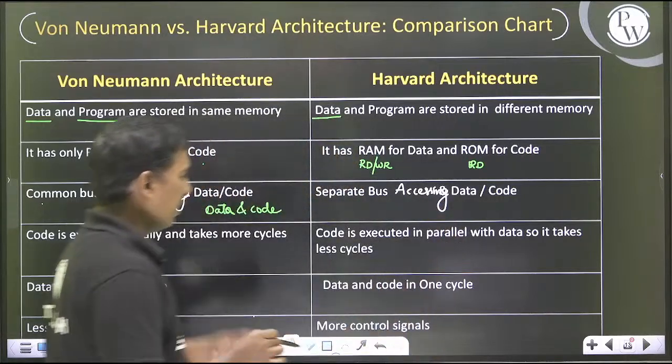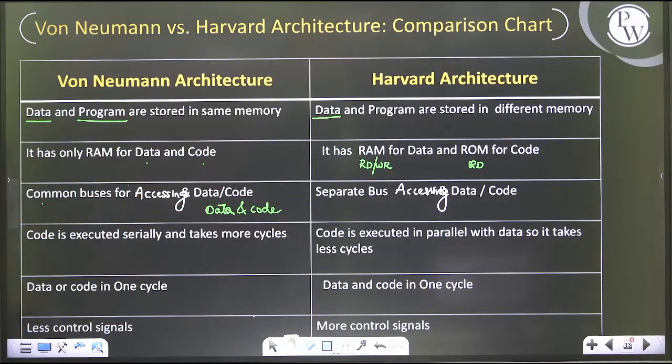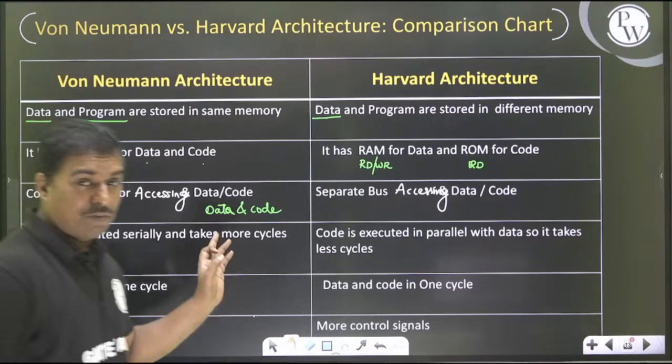Okay, for data and code. Next, code is executed serially and takes more cycles. Code is executed in parallel. This is a very important point.